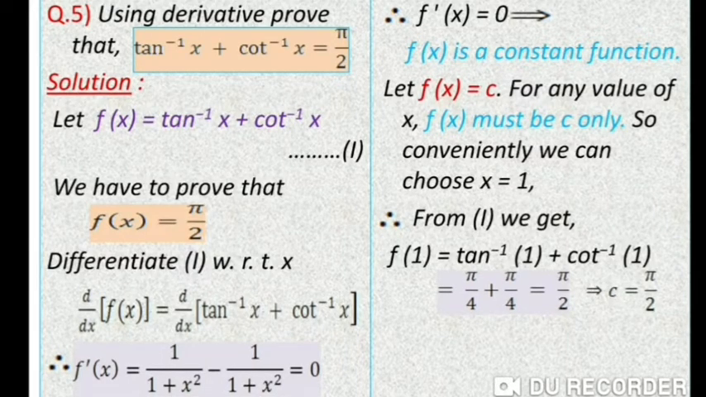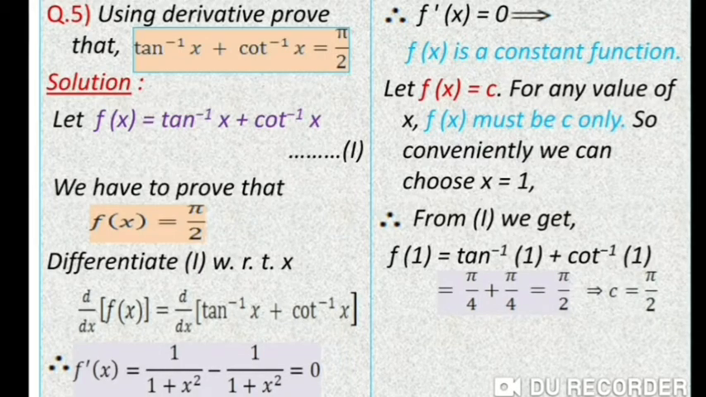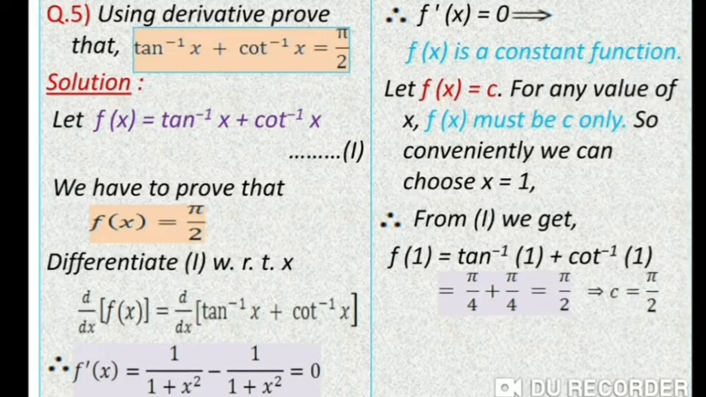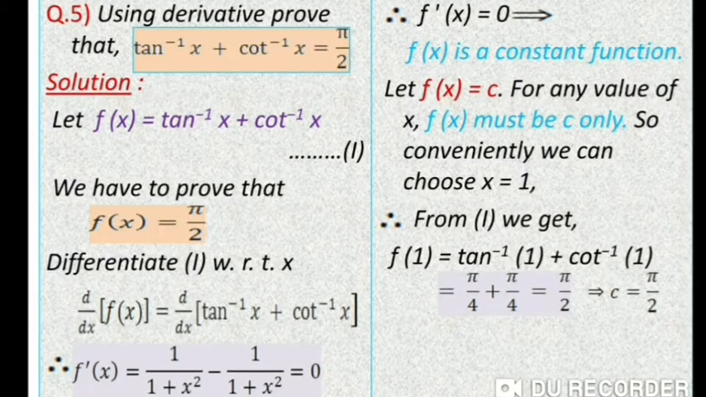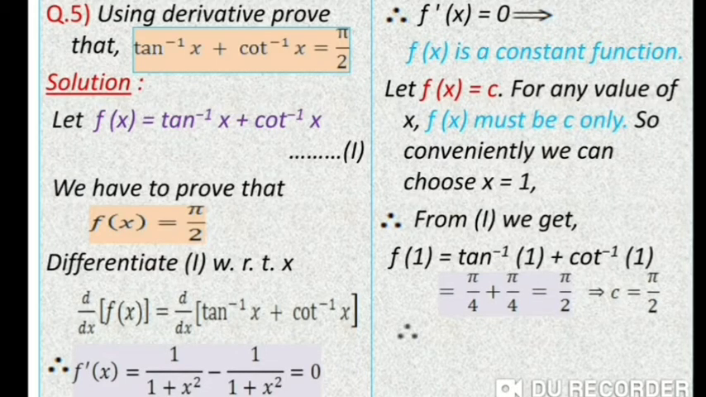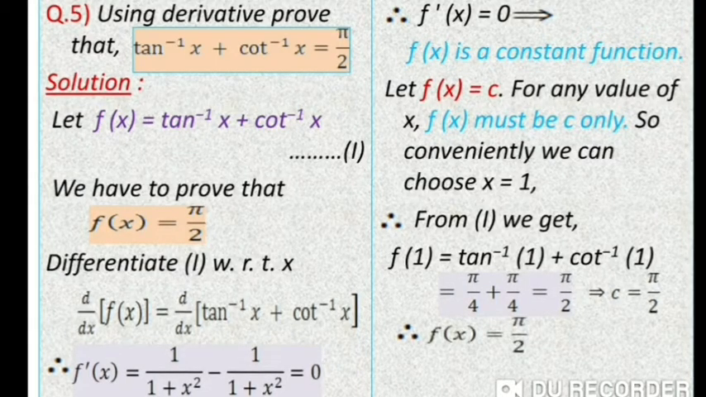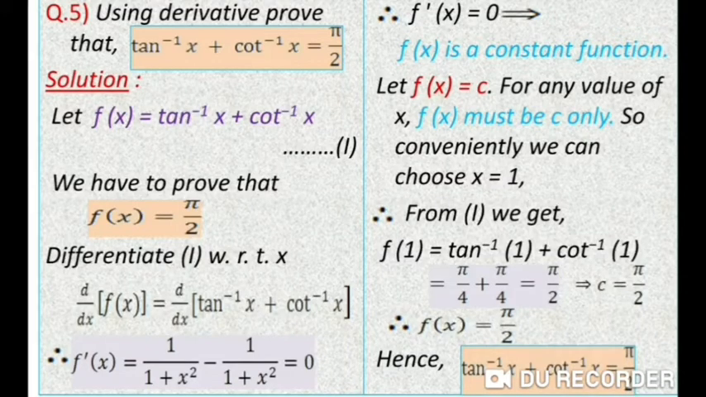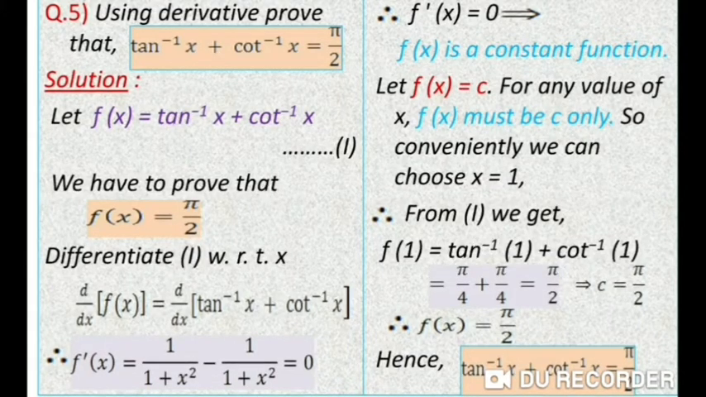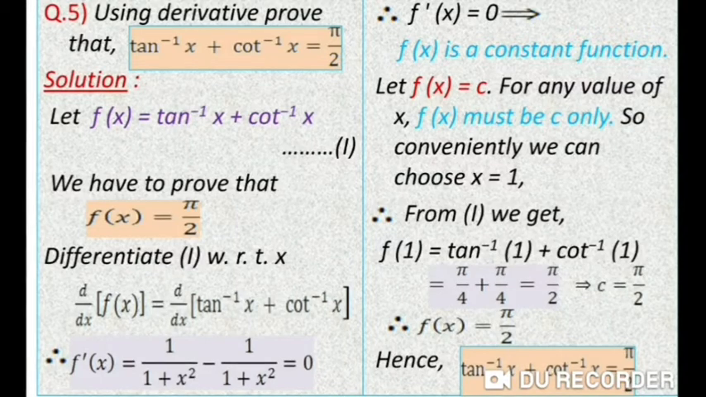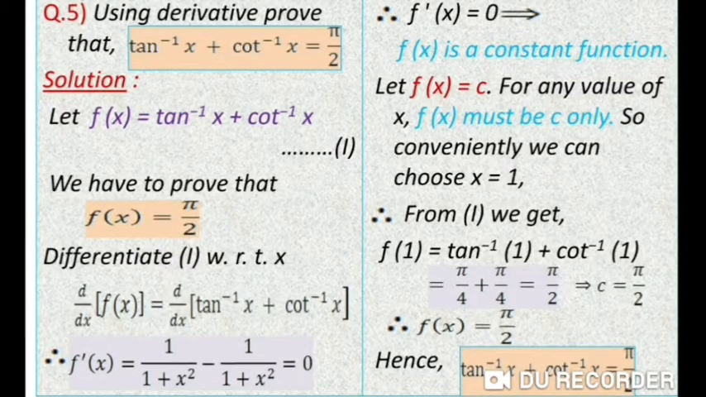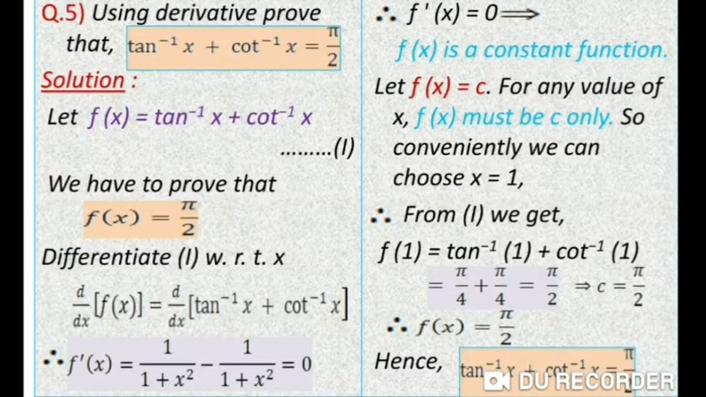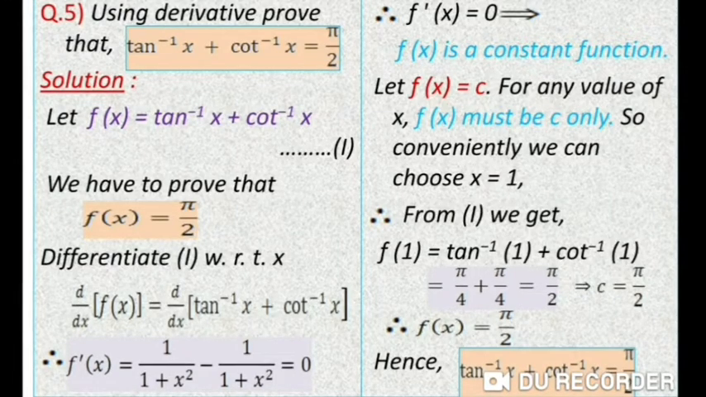Therefore, we had to prove that f of x equal to pi by 2. That means f of 1 equal to pi by 2 implies the constant c equal to pi by 2, and therefore f of x equal to pi by 2. Hence, with the help of the derivative we have shown the formula tan inverse of x plus cot inverse of x equal to pi by 2. Similarly, we can prove sin inverse of x plus cos inverse of x equal to pi by 2, and cosec inverse of x plus sec inverse of x equal to pi by 2.